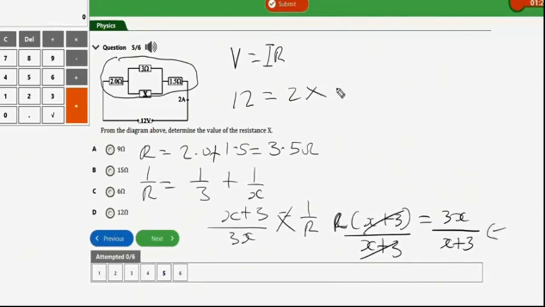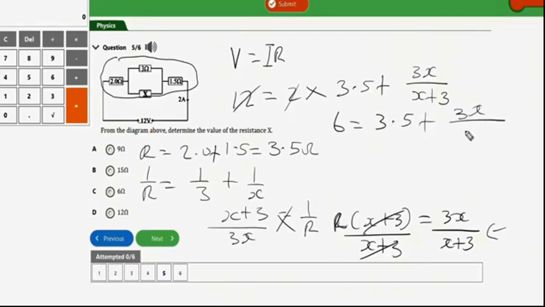So let's bring it to this formula. So this is the current times, remember we're adding everything. So resistance in series, we got it to be 3.5 plus resistance in parallel, we have it to be 3x over x plus 3. So this will cancel this. We now have 6 equals 3.5 plus 3x over x plus 3. So this will cross over, change to negative. 6 minus 3.5 will give you 2.5 equals 3x over x plus 3.